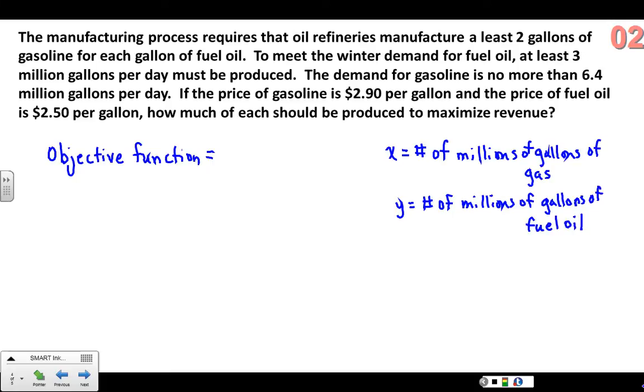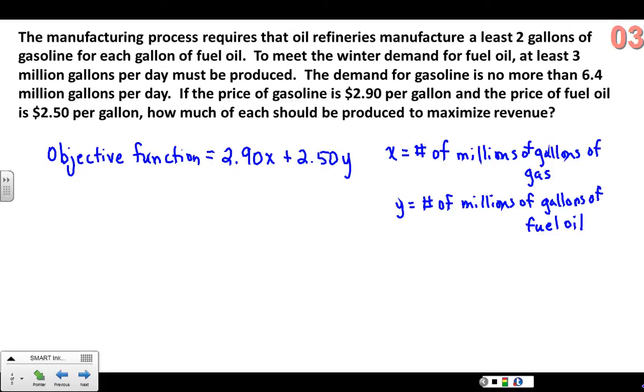Okay? So if the price of gasoline is $2.90 per gallon, then our objective function is going to be 290X, and then the price of fuel oil is $2.50 per gallon, so plus 250Y. That is the objective function that we're going to try to maximize. We want to get the highest amount of revenue we can get. We have some constraints involved here, though.